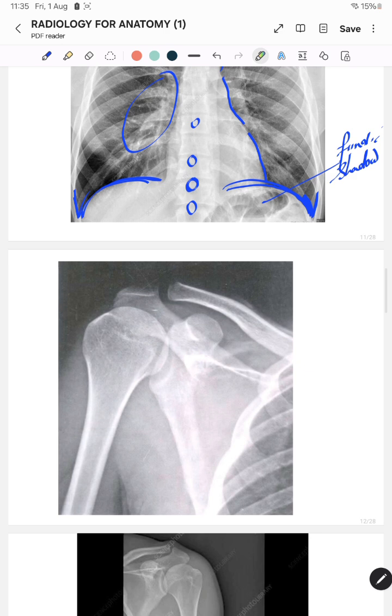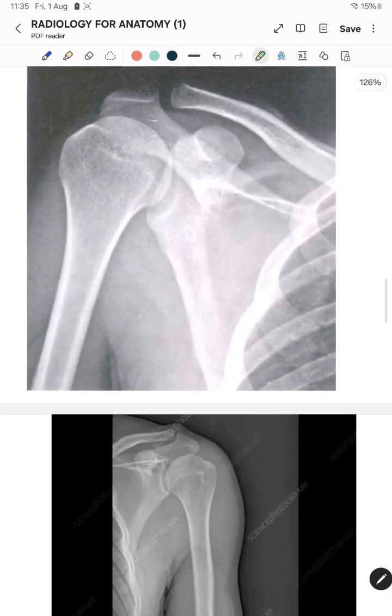So moving on, this is the X-ray of the shoulder joint. This is the clavicle bone. Clavicle bone is attached to the acromion process of the scapula to form a plain synovial joint. Acromion process is continuous with the spine of the scapula. This is the coracoid process of the scapula. This is the humerus. This is the lateral border of the scapula. This is the glenoid cavity forming the shoulder joint.